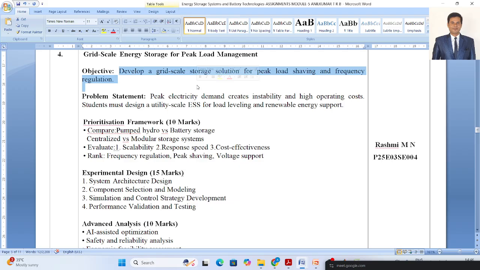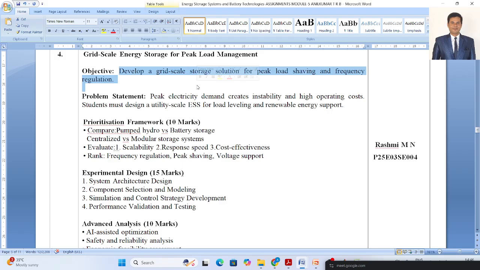In the problem statement, the peak electricity demand creates instability and high operating cost whenever a demand comes from the consumers. During that time, what else can you do, from the concept you have already studied? High operating cost, you can keep pricing when there is high demand. When there is low demand, what is the price you are going to charge? What is the operating cost for the grids?